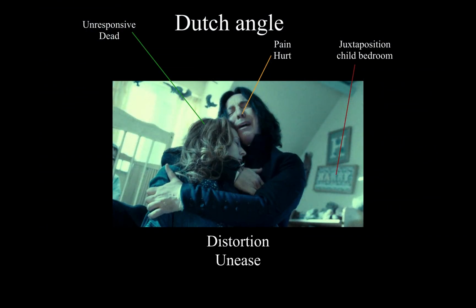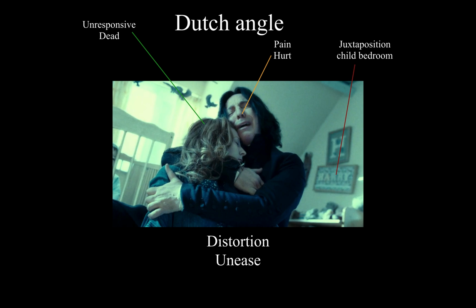Now over here, the director has used a Dutch angle. The audience can see Snape hugging tightly the other character, Lily, who seems to be unresponsive and dead. Snape is crying and hugging her very tightly. He is clearly in pain and hurt. In the background, there is a child's bedroom and some toys that belong to a child.